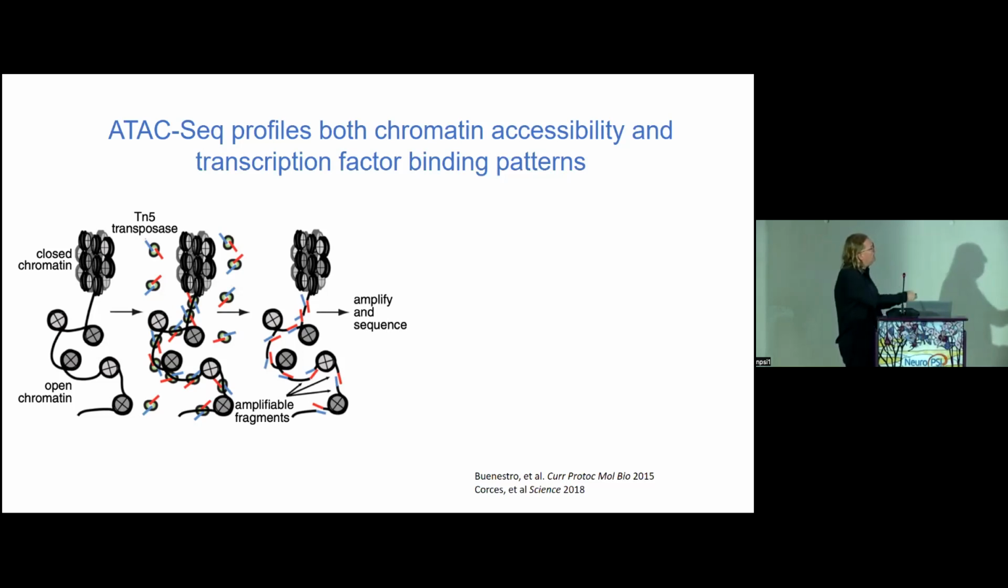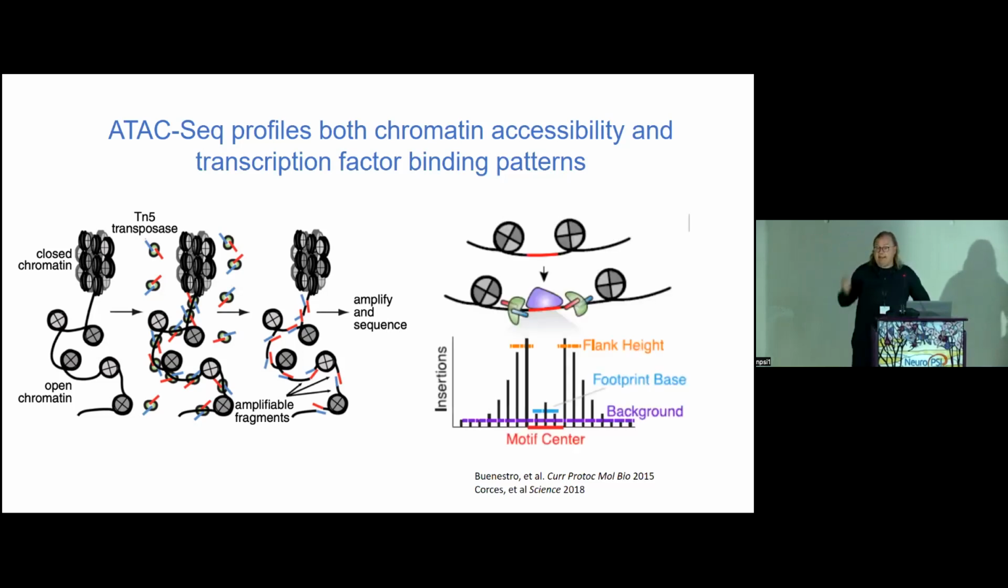And this allows you to visualize not only the position of nucleosomes and chromatin conformation, but much more interestingly, to visualize transcription factor binding. Essentially, when a transcription factor is bound to a specific site, this is protected from transposon integration. And you have a little footprint, as shown here.